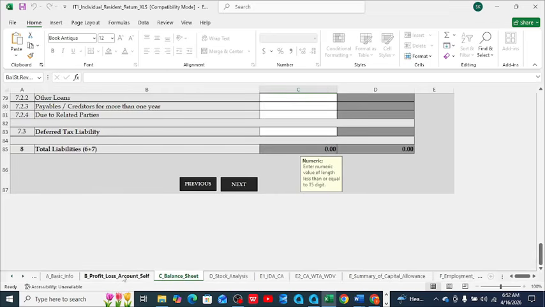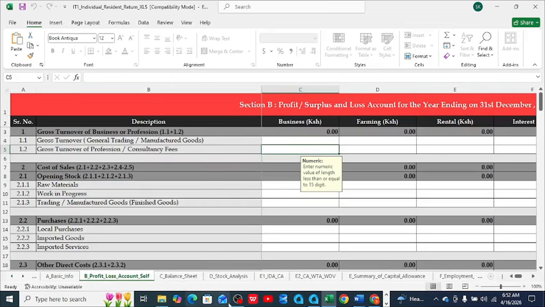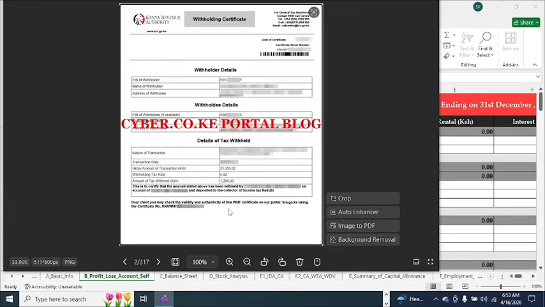So under the P&L, what you need to do, as we can get back to my withholding tax certificate, which is here, you can notice that the gross amount of the transaction amounted to 25,353.